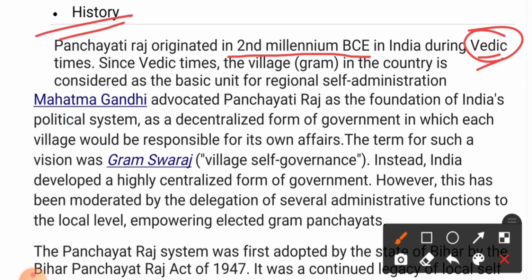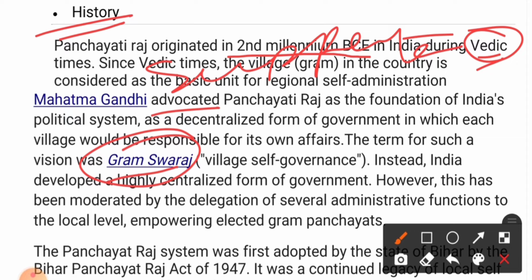Mahatma Gandhi advocated Panchayati Raj. Advocate here means Mahatma Gandhi supported the foundation of India's political system on a decentralized form of government in which each village would be responsible for its own affairs. The term for such a vision was Gram Swaraj, village self-governance. Instead, India developed a highly centralized form of government. However, this has been moderated by the delegation of several administrative functions to the local level, empowering elected Gram Panchayats.